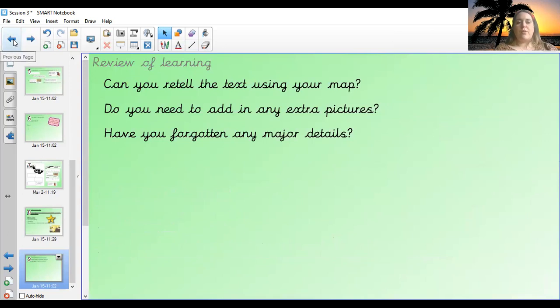Once you have finished, I want you to check your work against these questions. Can you retell the text using your map? Do you need to add in any extra pictures? Have you forgotten any major details? So just use your story map to retell our text and make sure it works.